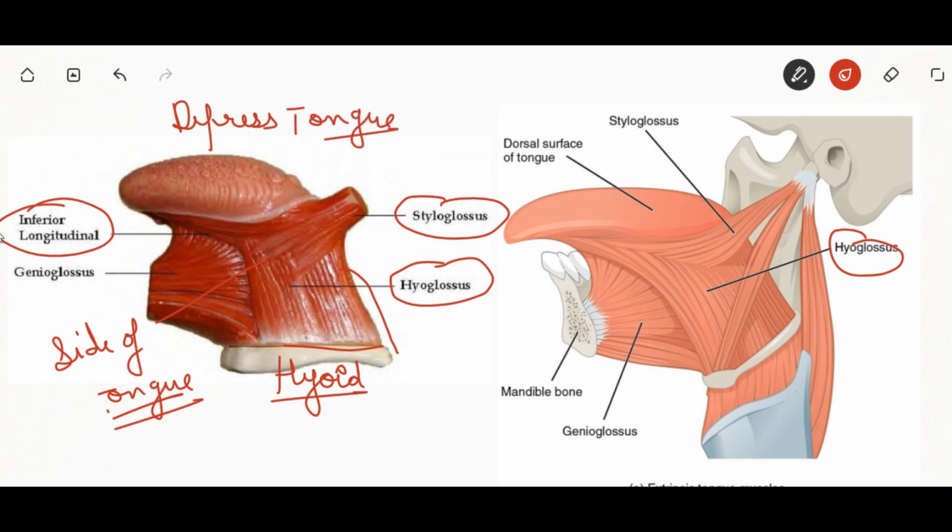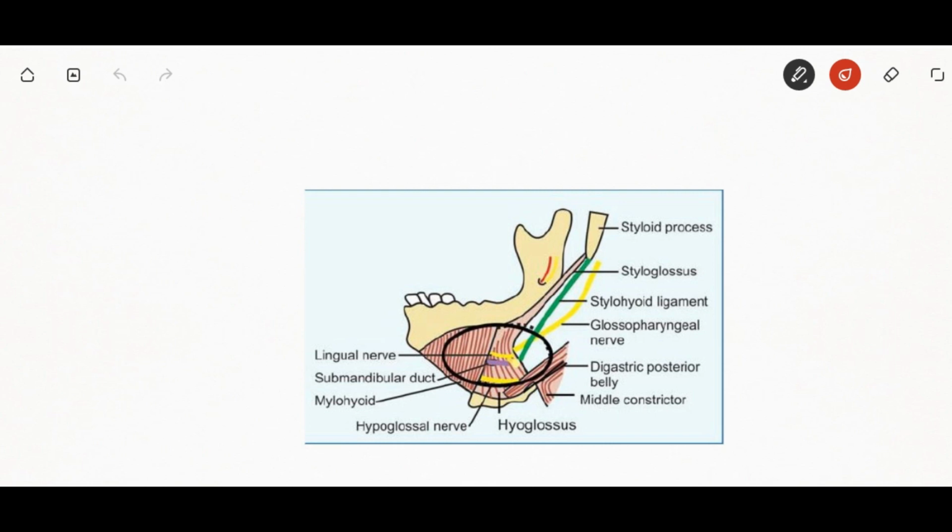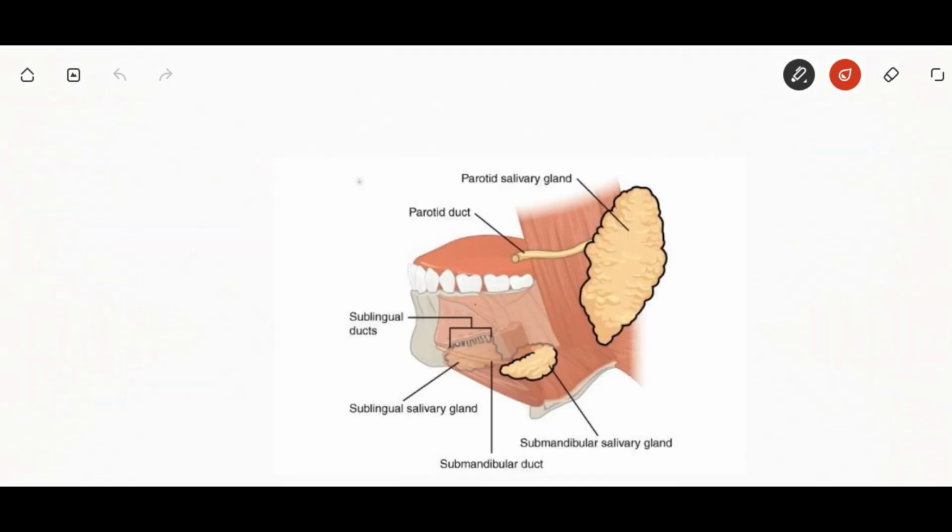So these muscles are very, very important. They have been asked in your entrance exam many a time. A MCQ based question can be asked. So your concept should be clear on these muscles.